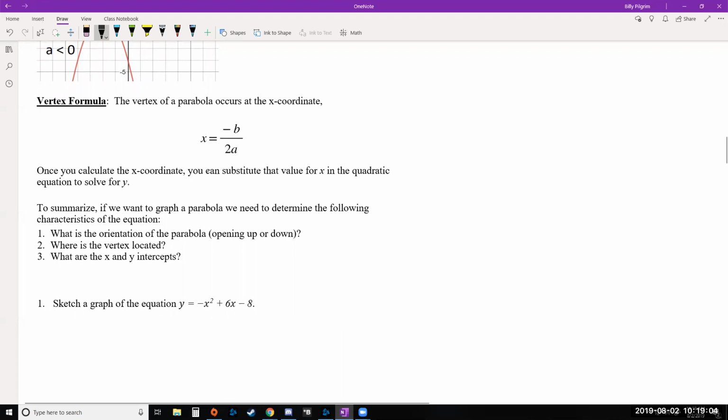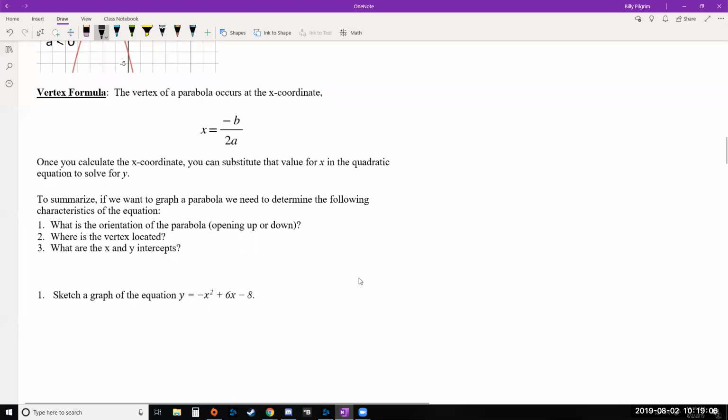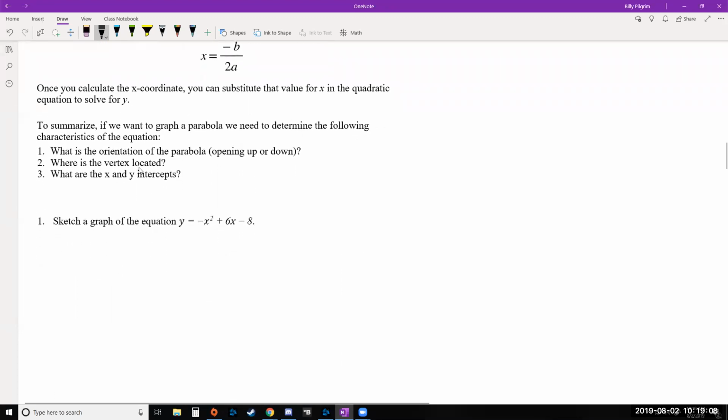Now, if we want to graph a parabola, we're mainly interested in these main three things. Is it opening up or down? Pretty easy to find. Where is the vertex? So find the x and y coordinates of the vertex. And then we want to know, how does your graph interact with the x and y axis? Meaning, where does it cross the x-axis? Where does it cross the y-axis? Meaning, find the intercepts, right?